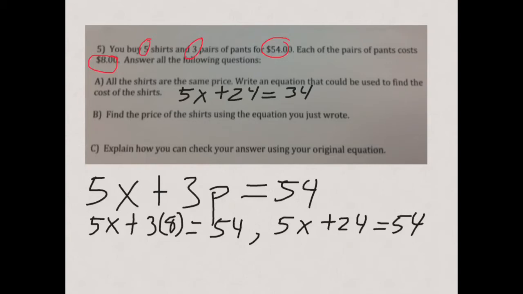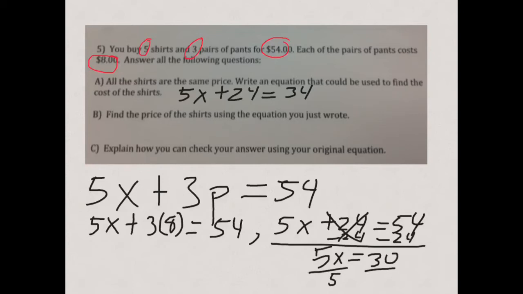Now find the price of the shirts using the equation you just wrote. Well, let's solve. Let's get rid of 24. This cancels out. I get 5X equals 30. Divide by 5. And this becomes X. 30 divided by 5 is 6. Okay? So the price of the shirts is $6.